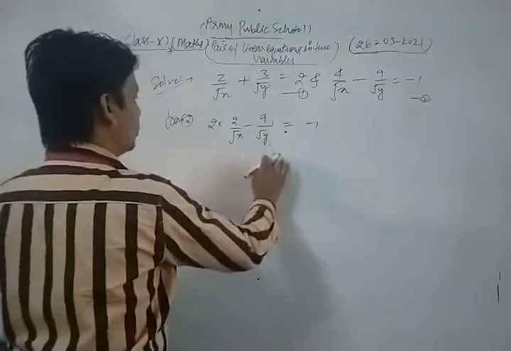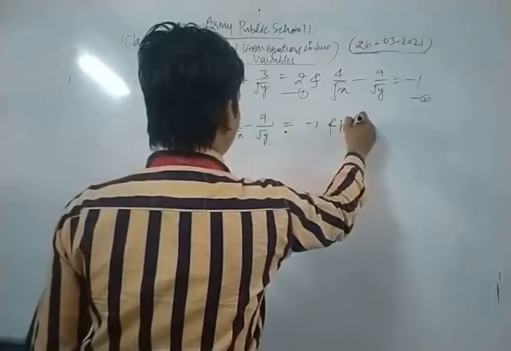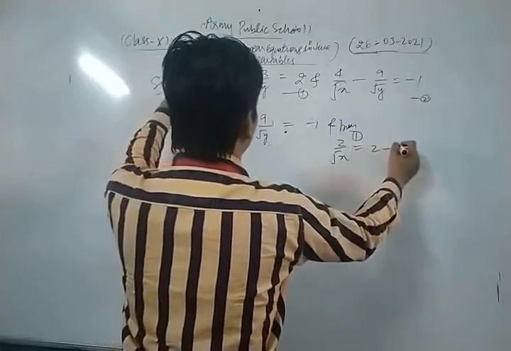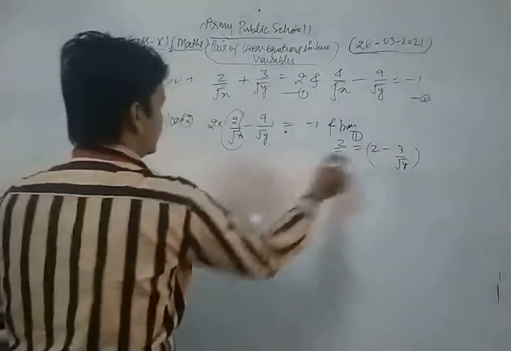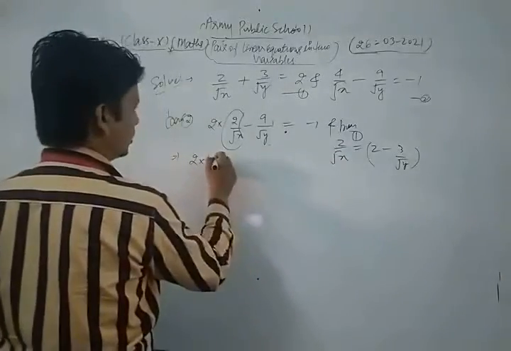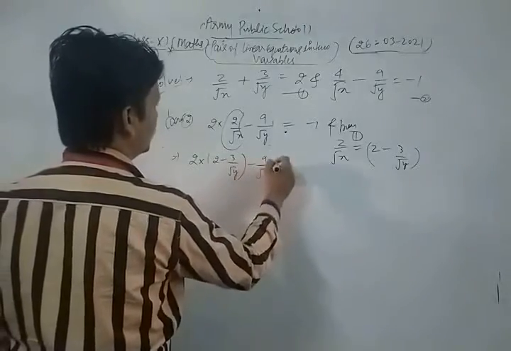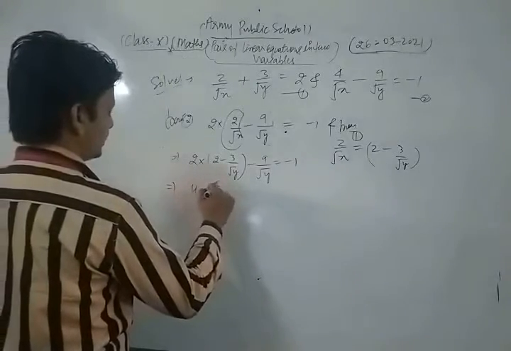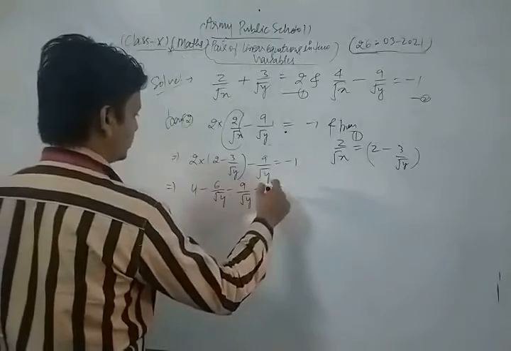Okay, now from 1, the value of 2 upon under root x is equal to 2 minus 3 upon under root y. Now we put the value of 2 upon root x as this. So we get 2 into 2 minus 3 upon under root y minus 9 upon under root y is equal to minus 1. Okay, now we simplify them. So 2 into 2 is 4 minus 2 into 3 is 6 upon under root y and minus 9 upon under root y is equal to minus 1.